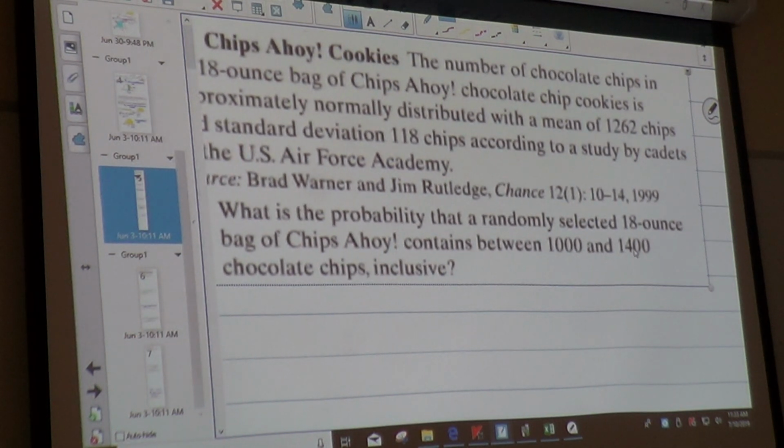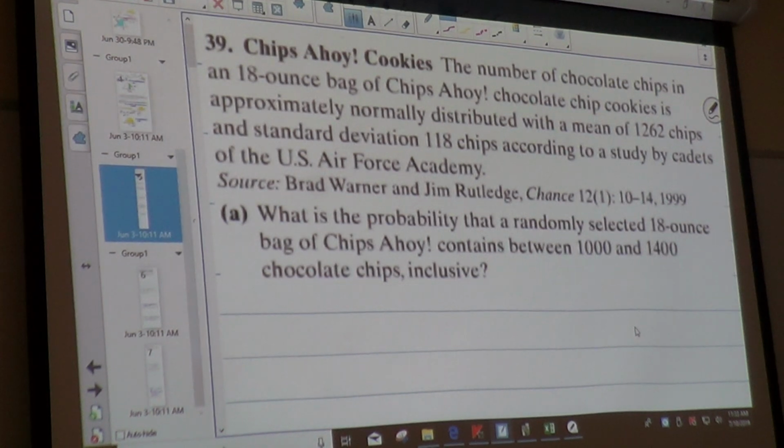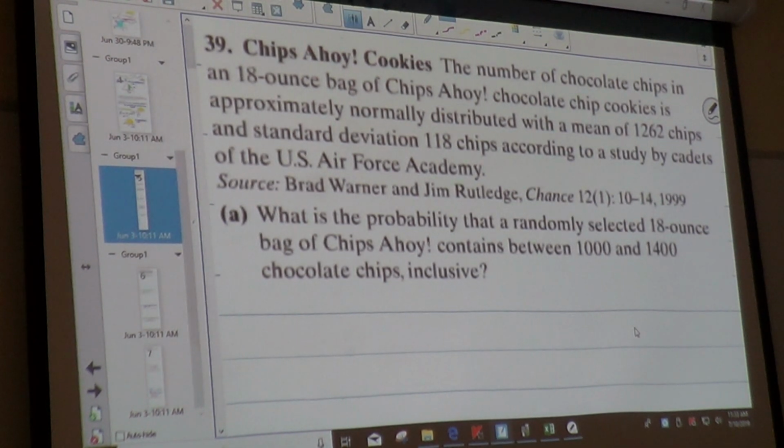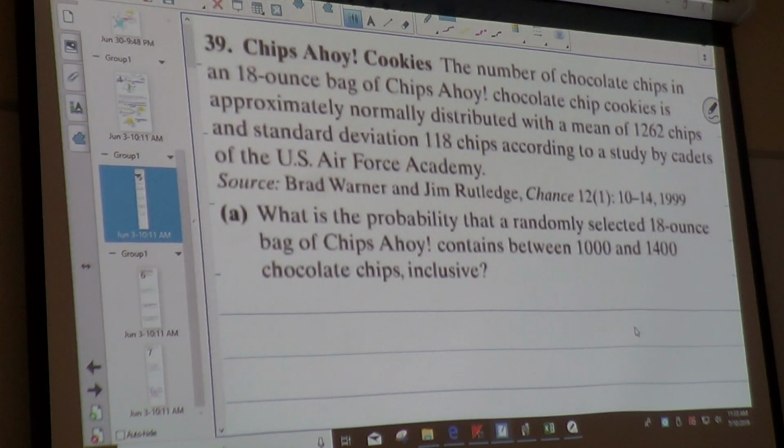It gets easier the more that you do them, so I'm going to give you another one to practice. You have an 18-ounce bag of Chips Ahoy chocolate chip cookies that is normally distributed with a mean of 1262, a standard deviation of 118. What is the probability that a randomly selected 18-ounce bag of chocolate chip cookies contains between 1,000 and 1,400 chocolate chips inclusively?